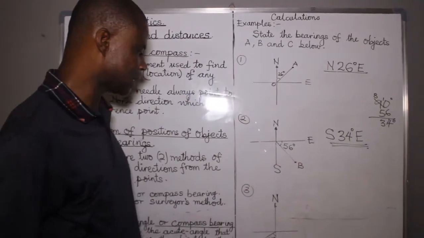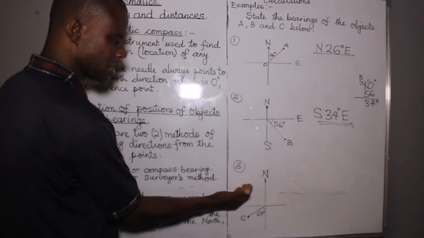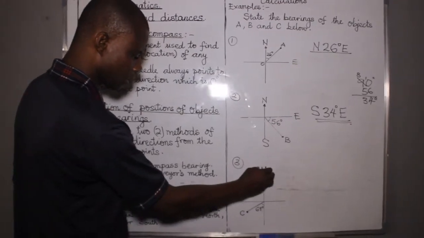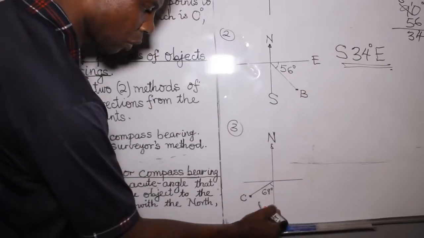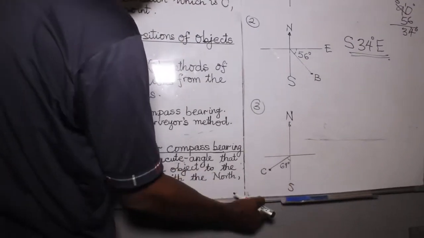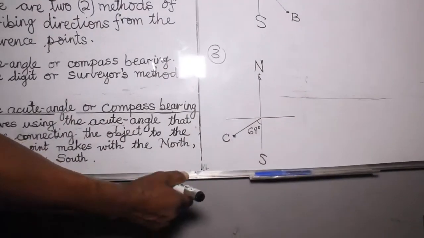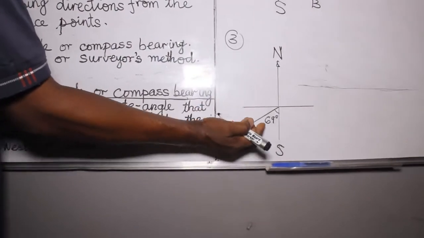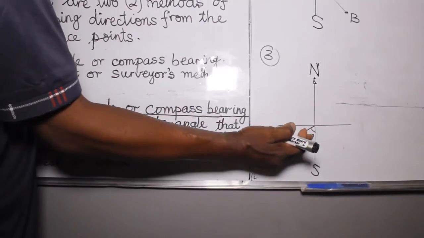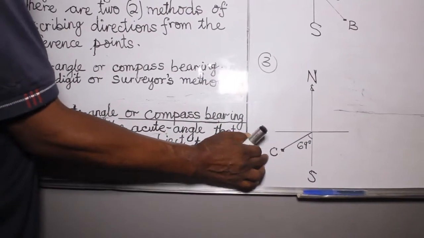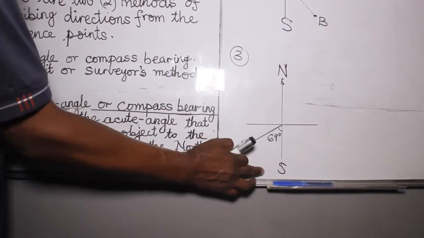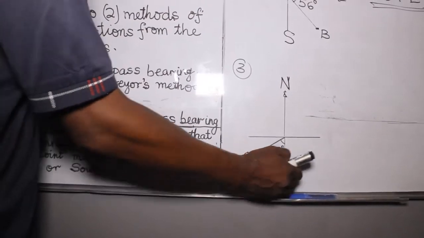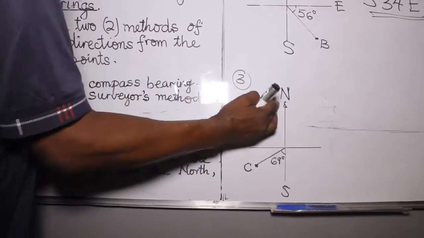Let's take a look at the third question. This third question is giving us what? North. Definitely this is south. Opposite. South. Now if this is south, what happens? We're going to read this within the first, second, third quadrant. This is third quadrant. So C is in the third quadrant. We don't read north, west, south. We read southwest or southeast. We read northeast or northwest.